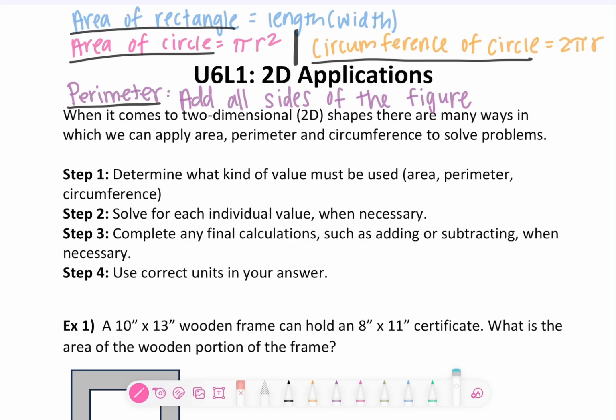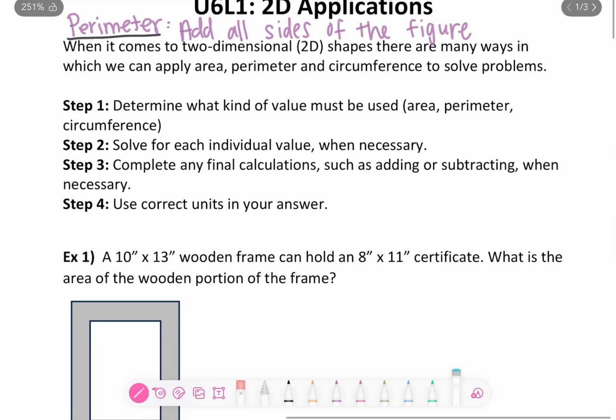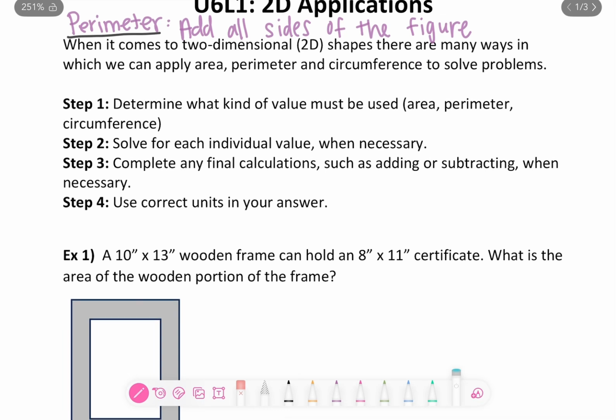All right, here are some steps to help you have some focus when you're working on these problems. First, determine what kind of value must be used. Sometimes it'll tell you directly. Sometimes you have to read what it's asking and determine from there. But that would be area, perimeter, circumference, something like that.